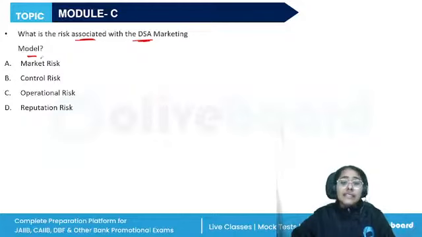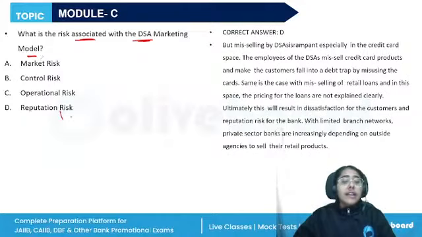So if the DSA, which is appointed by the bank, is using some unlawful measures, or let's say direct selling agents are appointed for the selling of credit cards, they are mis-selling and they're not explaining the customer the correct details of the credit card and the customer is going into debt. So all of this will create a reputation risk for the bank.